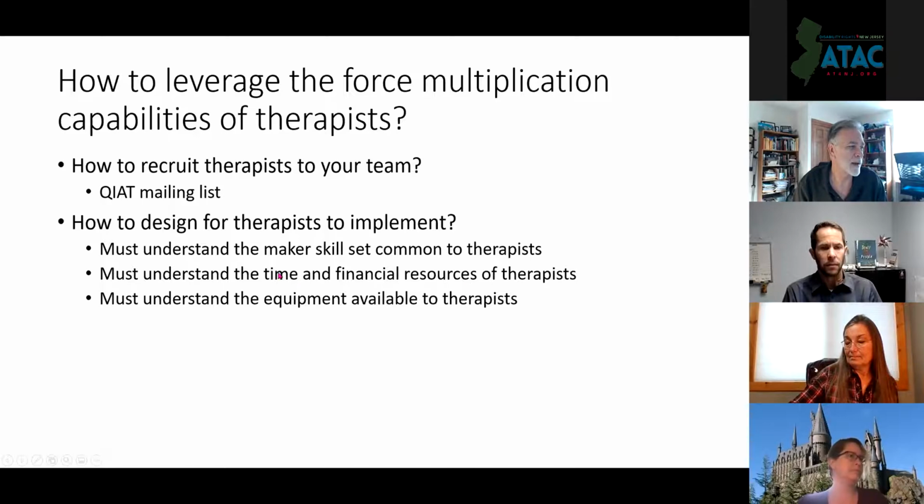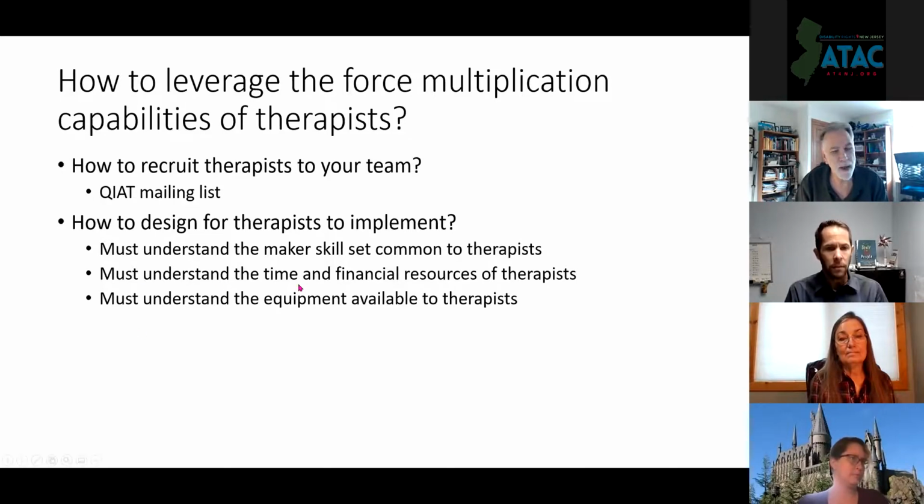So you have to understand that, and also this time factor. You're only going to be able to keep their involvement for so long. It has to be quick and easy to implement something, and it has to have high value as a result.